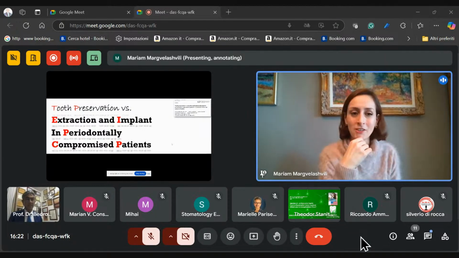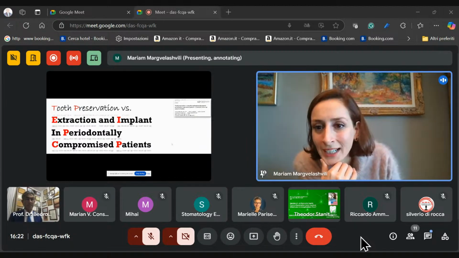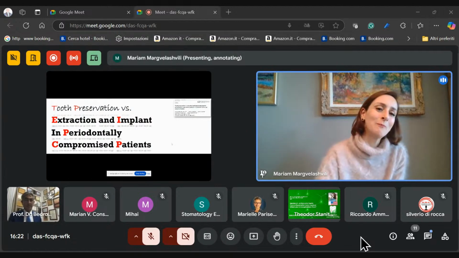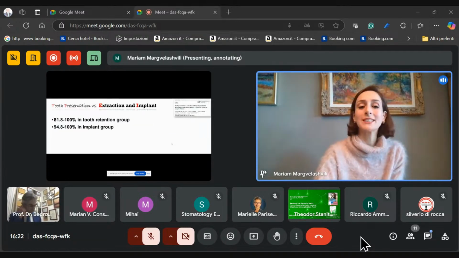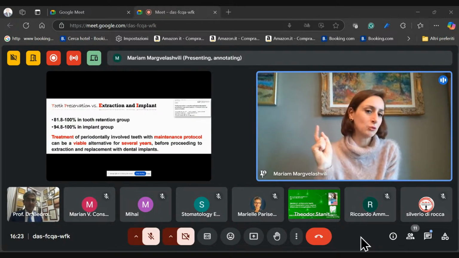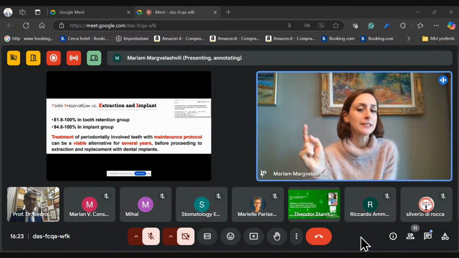Let's look at tooth preservation versus periodontally compromised patients. This came out from the Greek group. One of them is my dear friend, Dr. Mikalakis. There is no difference. And their suggestion is that treatment of periodontally involved teeth with a maintenance protocol is a viable alternative for several years before proceeding to extraction and replacement with dental implants.